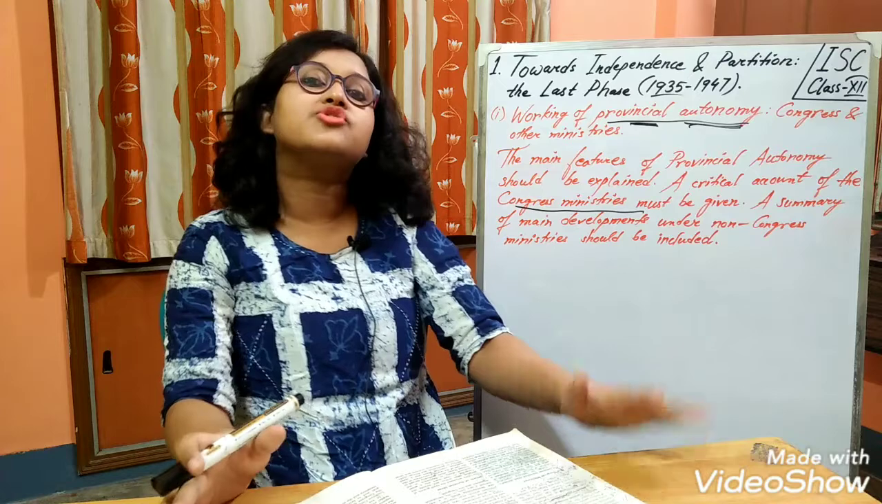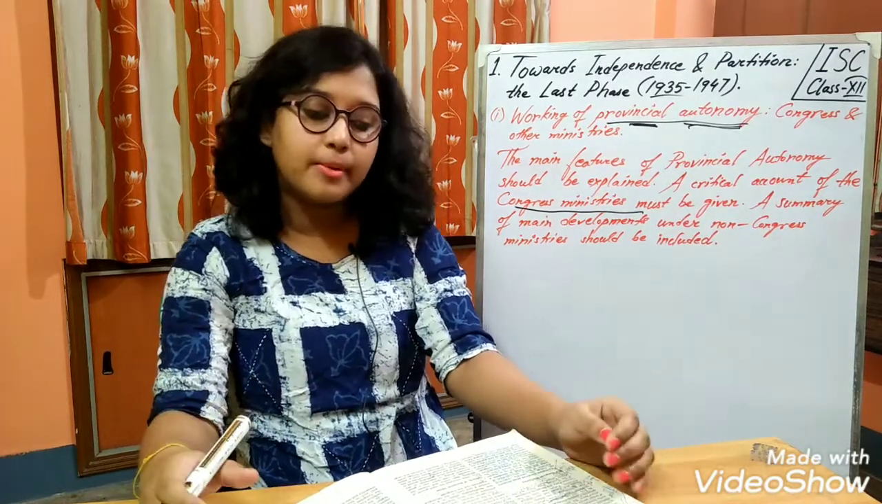One of the major achievements of the Congress ministries was the firm handling of communal riots. The policy of divide and rule was there from the very beginning in colonial rule. So that led to communal tension between Hindus and Muslims. The Congress leaders tried to solve the problem of communalism and tried to reduce the communal riots.